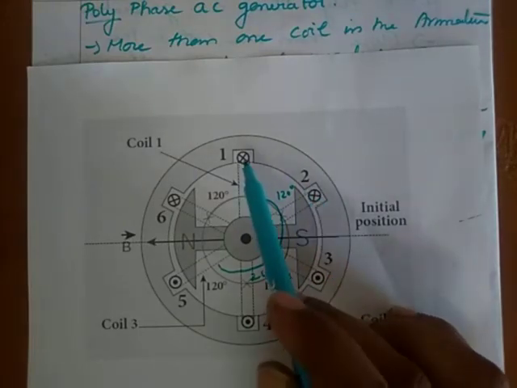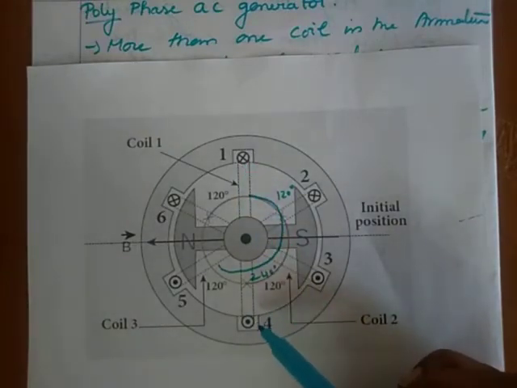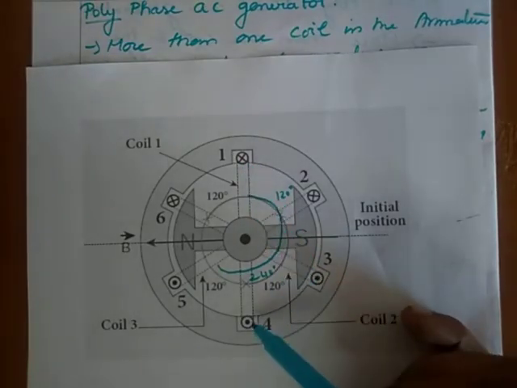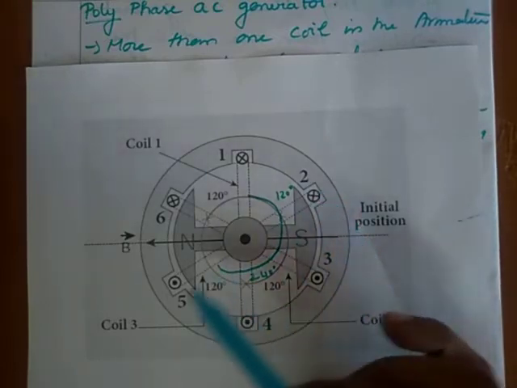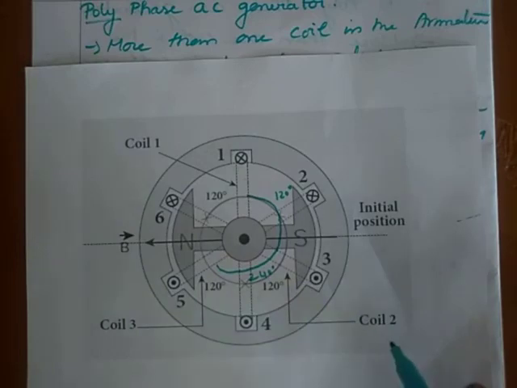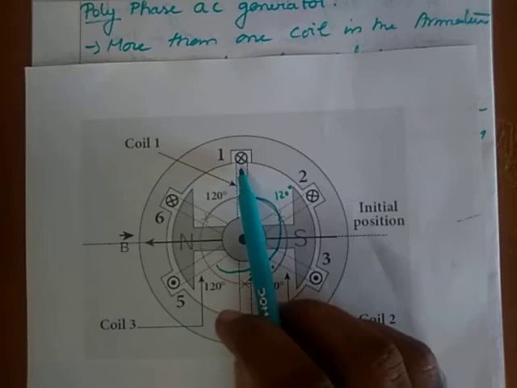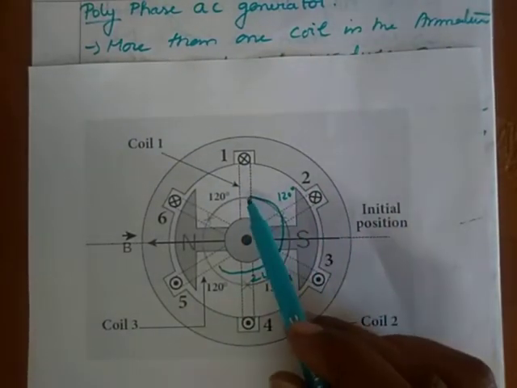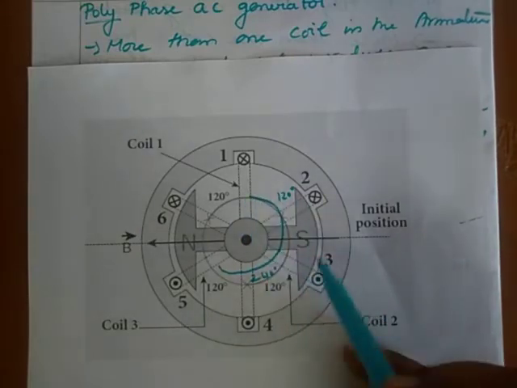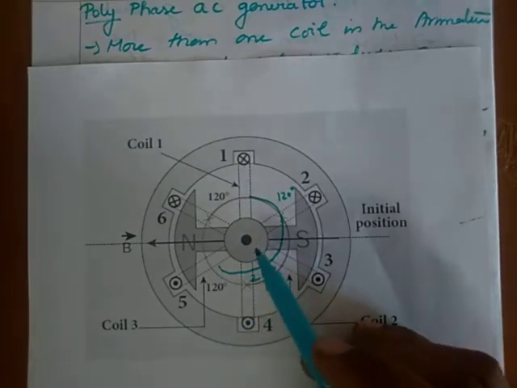The conductors are connected in series to form coils. If I connect 1 and 4, then 1 and 4 form coil 1. 2 and 5 make coil 2, and connecting 6 and 3 makes coil 3. The coil 1 and coil 2 are inclined at an angle of 120 degrees. Each coil is inclined at an angle of 120 degrees. Coil 1 and coil 3 are inclined at an angle of 240 degrees.